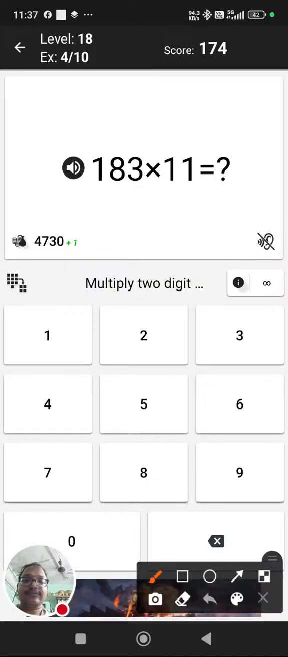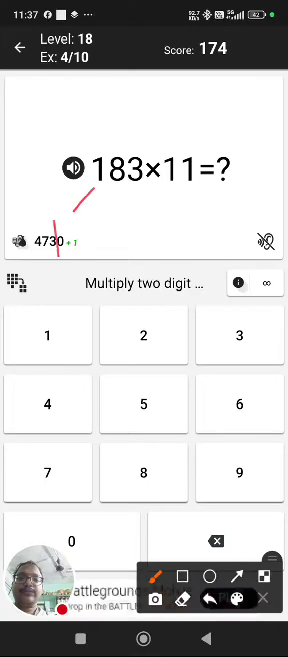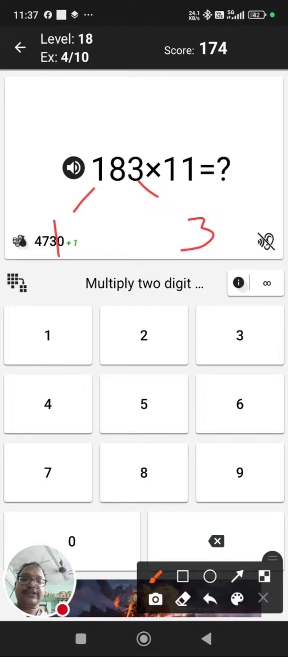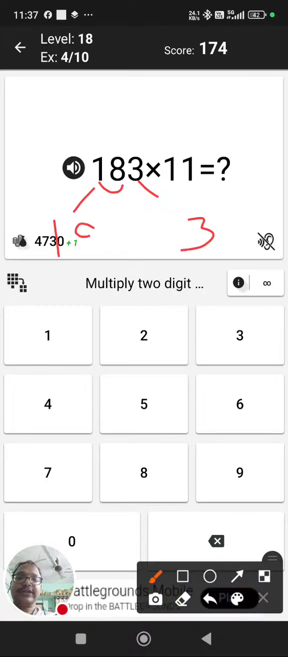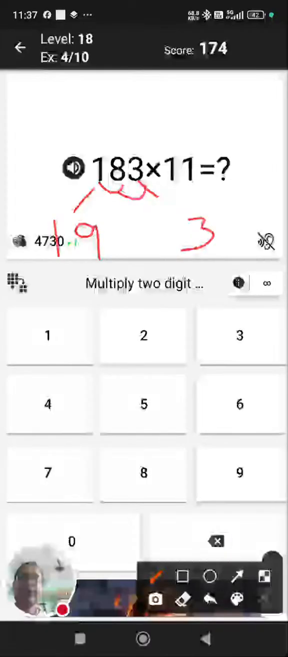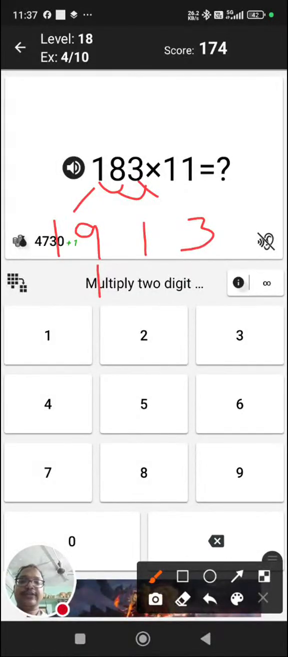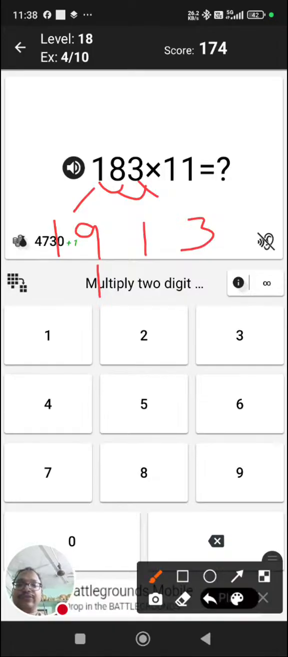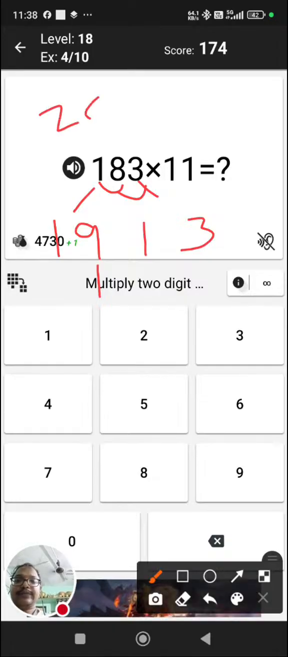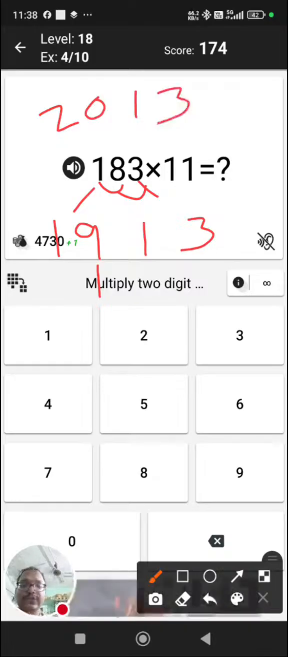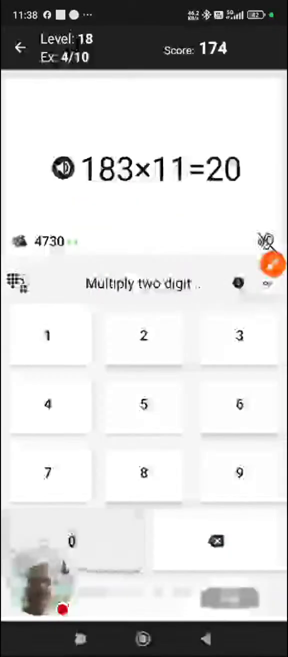Here we see into 11 times means first we place 1 and unit digit 3 is also here. Sum of these two 9. Sum of these two which will be 11. So 1 here, 1 to this one. So we get the value of 2013. 2013 is the answer.